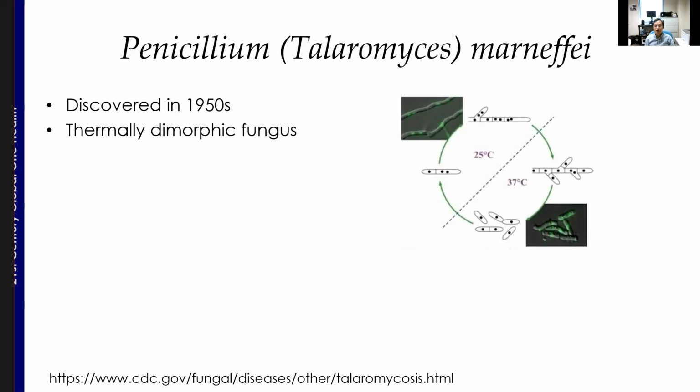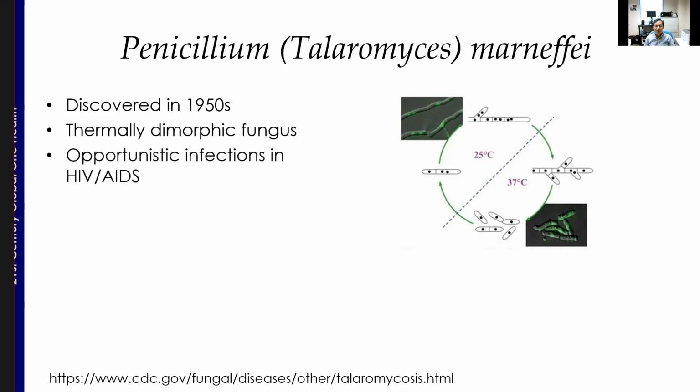So under different temperatures, this kind of fungus can grow in different forms. At room temperature, which is 25 degrees C, it is a mold form, a filamentous fungus, and you see the mycelium cells. But when the temperature increases to 37 degrees C, which is the body temperature, this particular fungus will grow as a yeast, the unicellular form of growth.